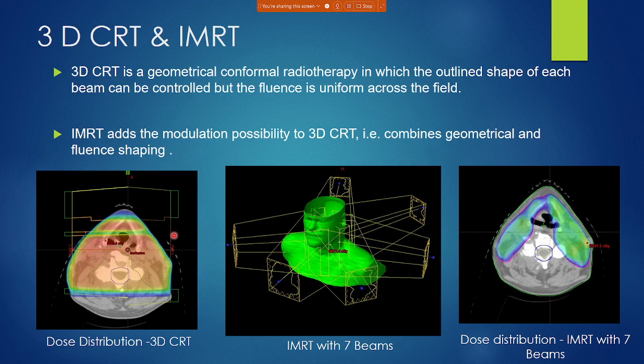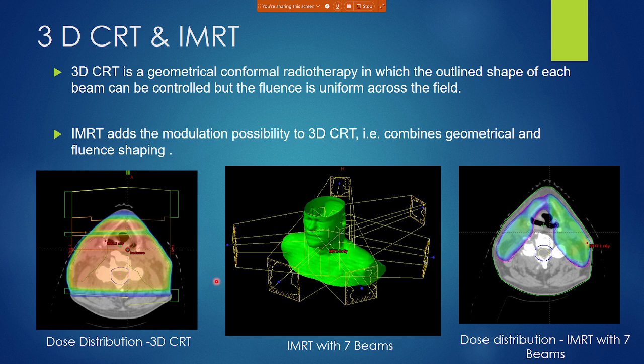But IMRT adds modulation possibility to 3D CRT, combining both geometrical conformal beams and fluence shaping. For example, if you look at the images here, I have kept two parallel opposed beams, and even though I shape the beam, I will still include the critical organs here. Even though you change the angle, some dose will go to the critical organ.